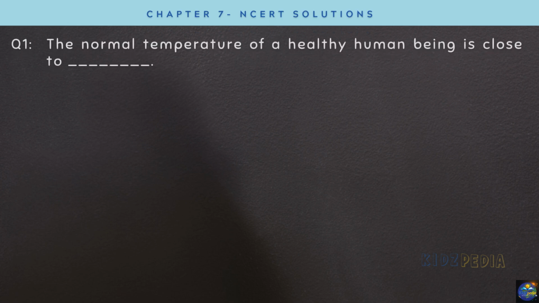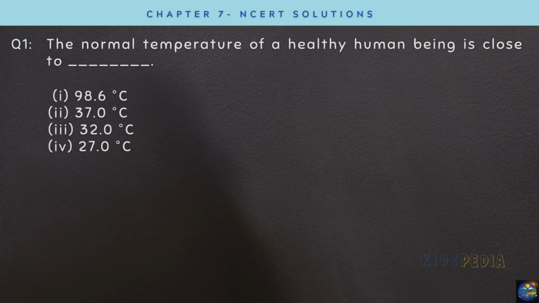The normal temperature of a healthy human being is close to... A healthy human body has a temperature of around 37 degrees Celsius, which is measured on the Celsius scale. So, the correct answer is option 2, 37 degrees Celsius. The other numbers are either too high or too low for a normal body.